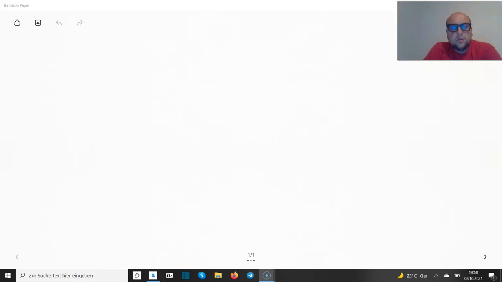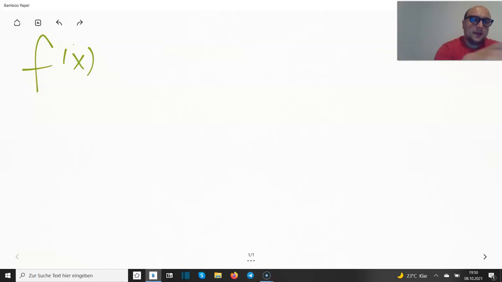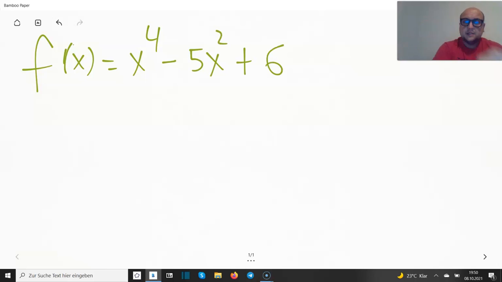Today let's do one more curve sketching. I would conclude it with f of x being equal to x to the power of 4, then maybe minus 5x squared plus 6. Let's do all the 7 steps we've been previously doing. And so let's start from the very beginning.